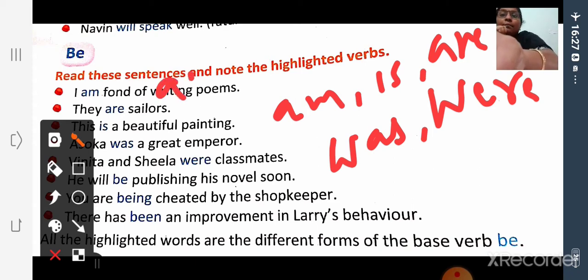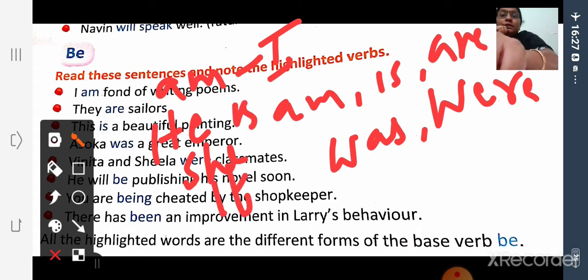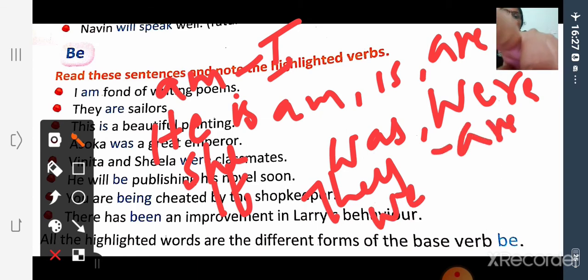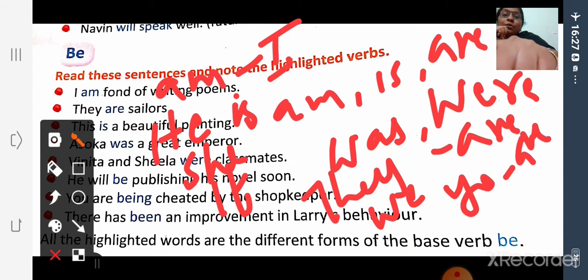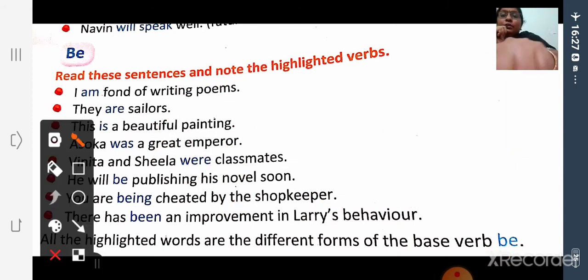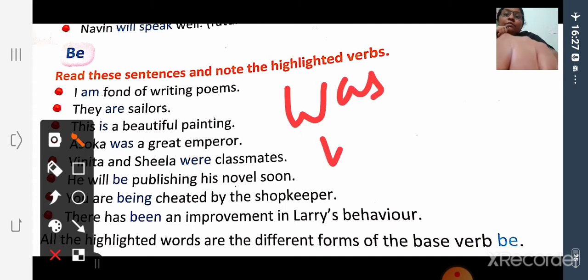And we use am with I. Then with singular subjects, singular nouns and pronouns, we use is. And with plural subjects, plural nouns and plural pronouns, we use are. Then with you we use are. Okay. So all these we studied. Then was, were. Was is singular, were is plural. With singular subjects and singular pronouns we use was. With plural subjects, plural nouns and plural pronouns we use were. So was, were for past tense, is, are for present tense.